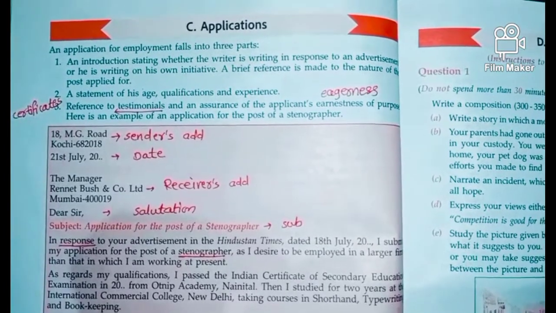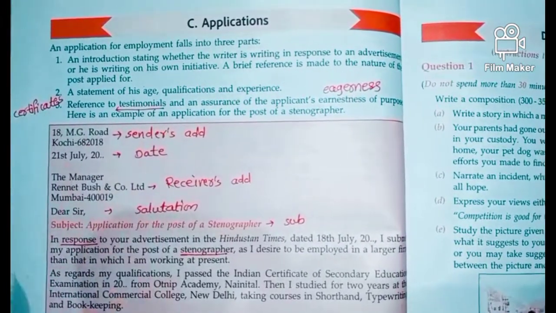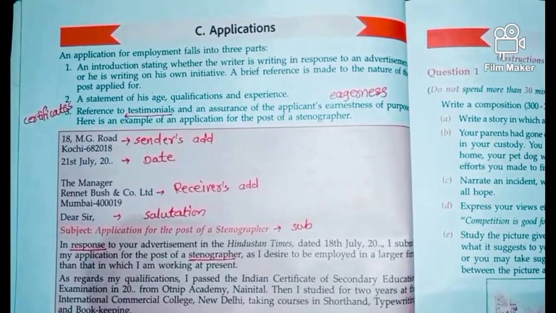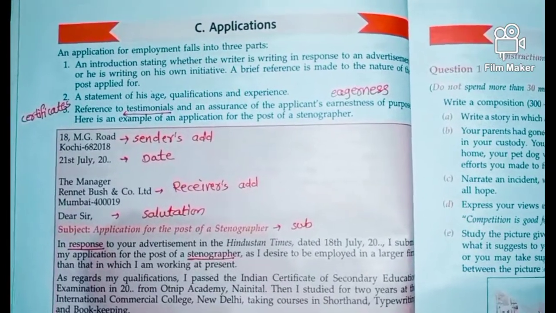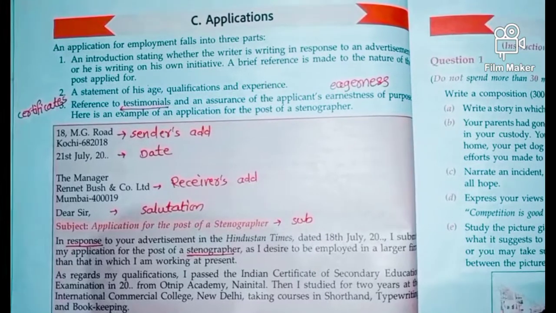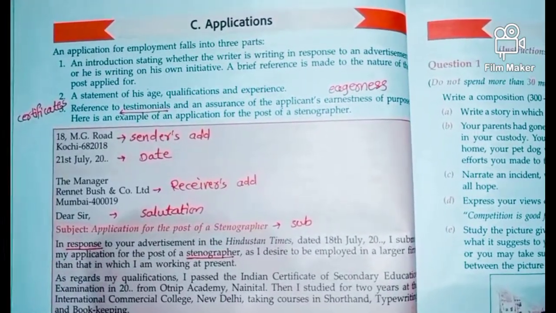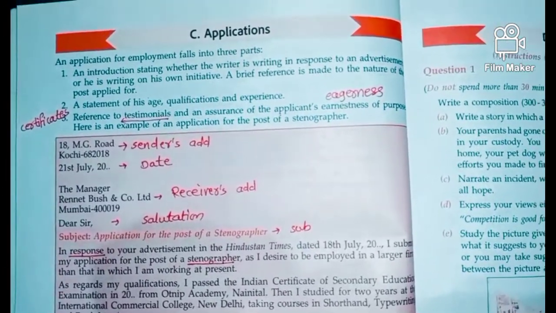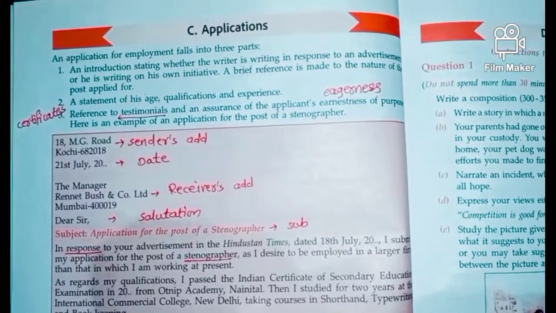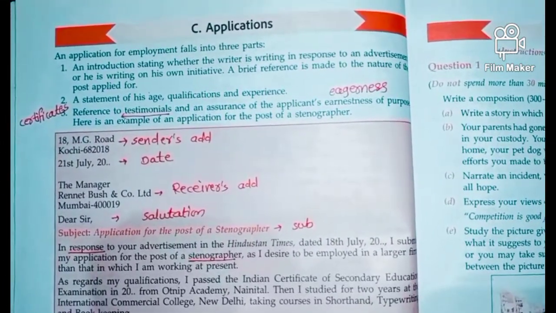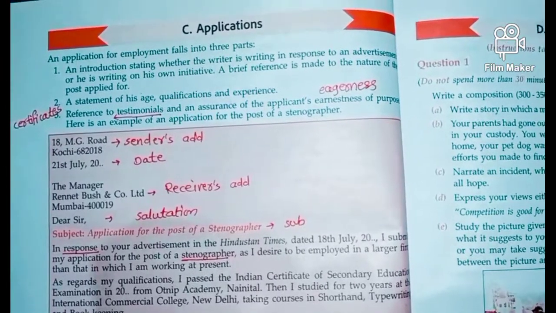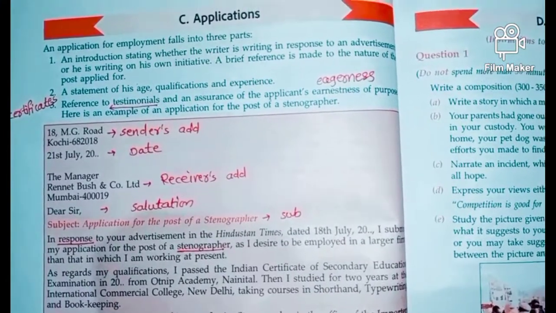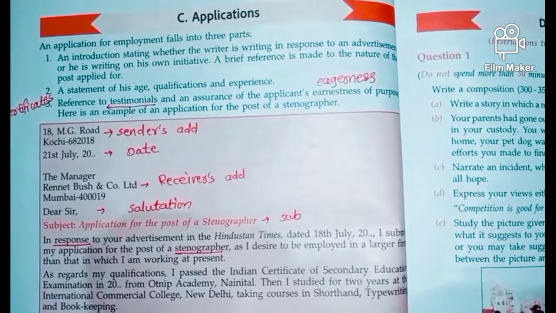Third point: it is very important that you make reference to the testimonials. Testimonials means your certificates of all educational qualifications, some extracurricular activities, other activities, and experience certificates that you should write down. In short, give an assurance of the applicant's earnestness of purpose: how eager you are to get the job, how well qualified you are for it, and what type of service you can provide if you get the job. When you write it in a proper way, there are possibilities that your application would be considered.